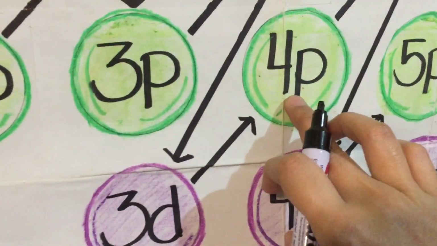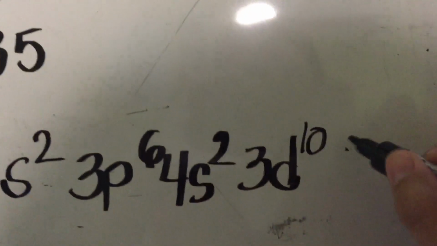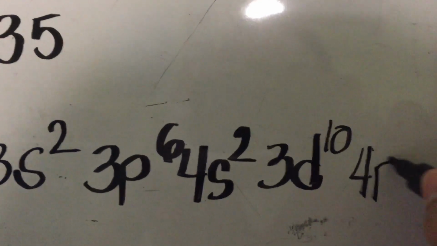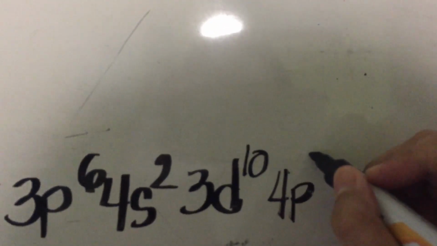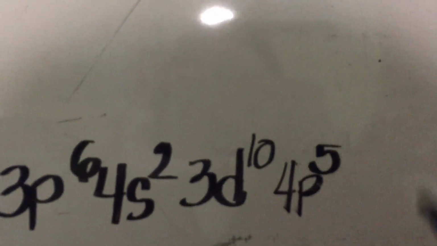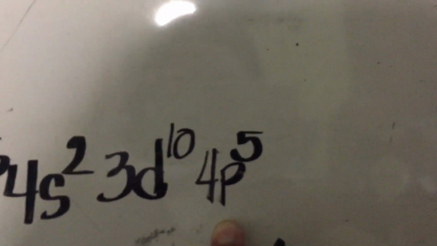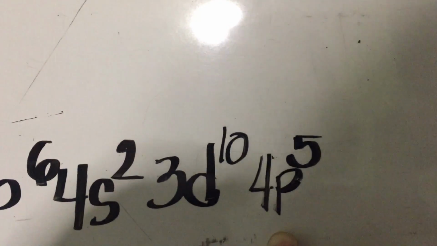Para maging 35, 5 na lang. Okay, after ng 3D ay 4P. Okay? So we have 4P. Ilan ang P? 6. Okay? Ilan lang ang kulang natin para maging 35 yan? 5. Hindi na natin ilalagay yung 6. Diba? Kasi lalagpas na siya kapag nilagay natin yung 6.